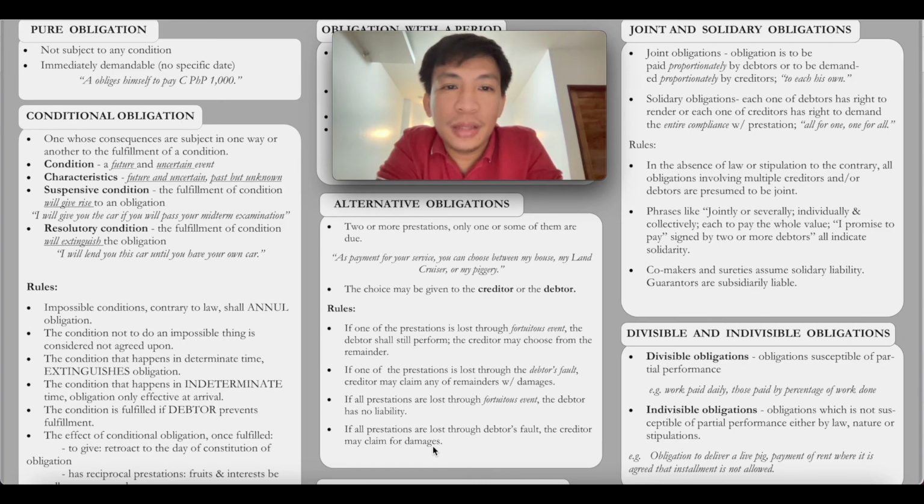So, again, these are the kinds of obligations. We have the pure obligation, conditional obligation, obligation with a period, alternative obligations, joint and solidary obligations, and divisible and indivisible obligations. Okay? So, by next meeting, we will be discussing yung modes of extinguishing obligations. How do you extinguish your obligations?